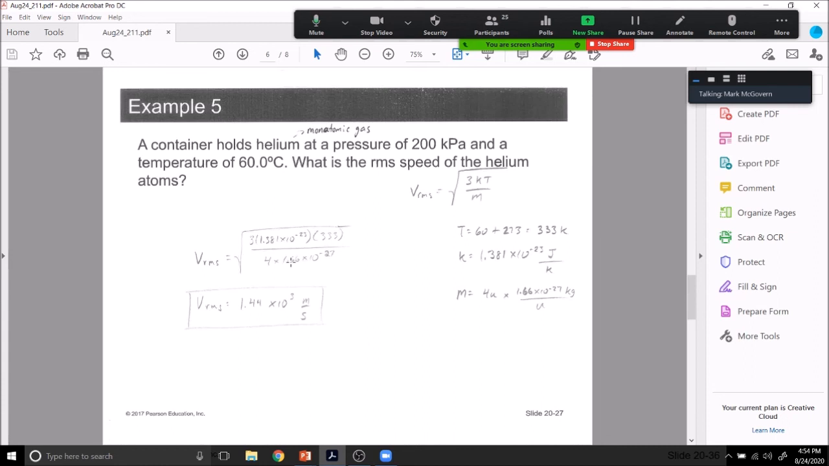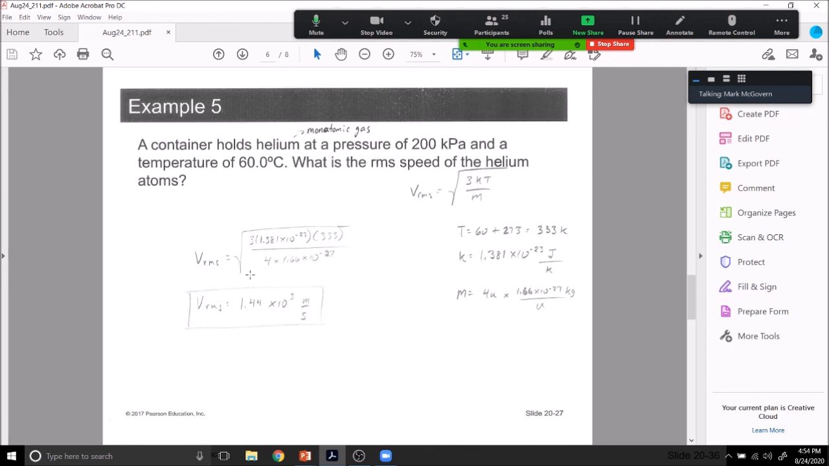So let's work it out. We have 3, we have k, 1.38 times 10 to the minus 23. We have our temperature, which is 60, but we have to add 273 to get it to 333. And then helium has 2 protons and 2 neutrons normally. When I say normally, I mean very normally. There really isn't any other isotope of helium that you'd find. Looking at the periodic table, the mass number of helium is 4.0026. I guess there's some helium-5 and helium-6 out there, but it's probably not common. Anyway, so 4 times the atomic mass unit.